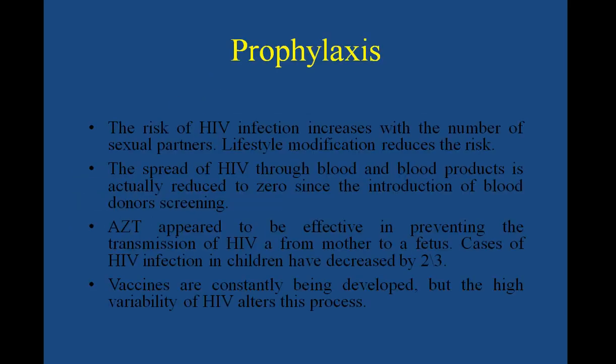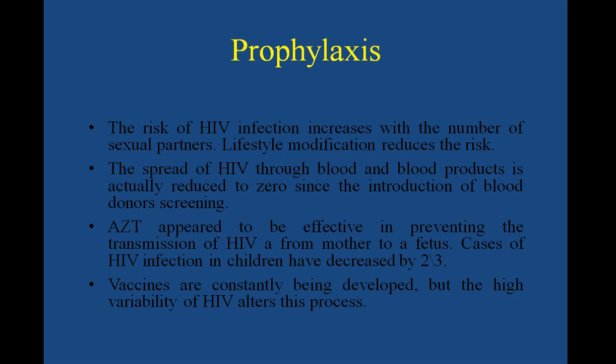And what about prophylactic? The risk of HIV infection increases with the number of sexual partners. Lifestyle modification reduces the risk. The spread of HIV through blood and blood products is actually reduced to zero since the introduction of blood donor screenings. ICT appeared to be effective in preventing the transmission of HIV from mother to a fetus.